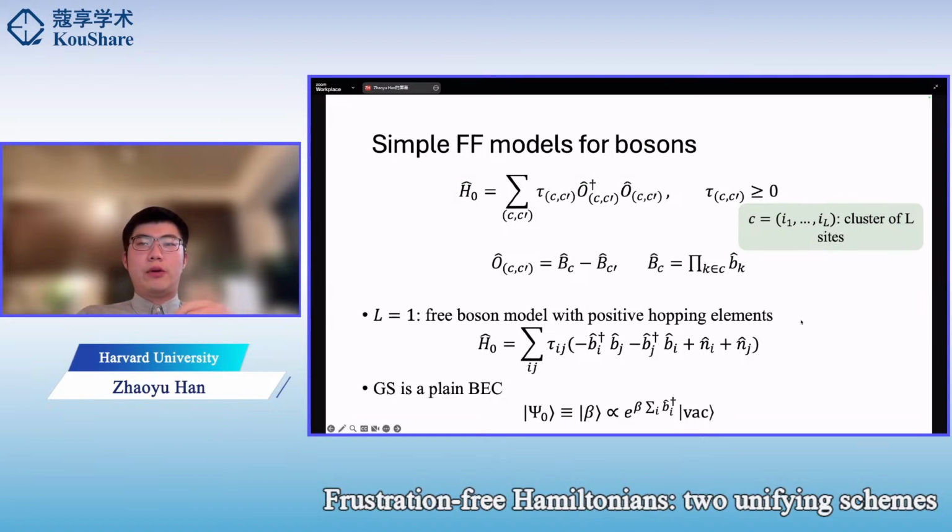This is because when you act each O on any uniform coherent state defined by an arbitrary complex number beta, you simply get beta to the L minus beta to the L, which strictly vanishes. And these plain BEC states are the boring product states, which have no spatial correlation at all. But we'll see that applying this conjugation method can induce various interesting correlations and exotic phases of matter.